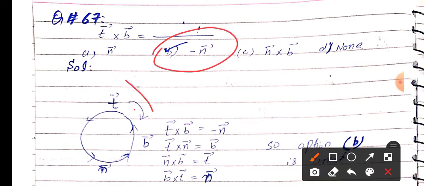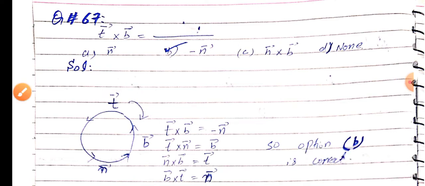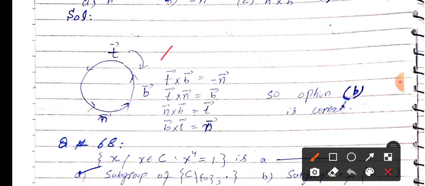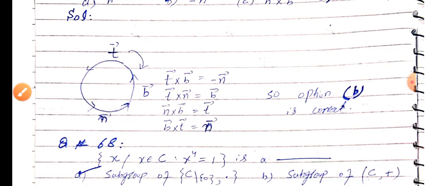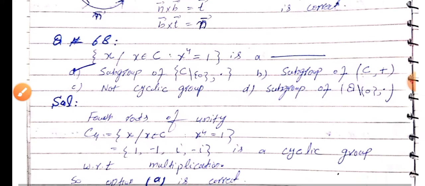See this? If we go clockwise, the negative sign. Understand this portion. T cross B is minus N. T and B, if we come to the left side, the negative sign. T cross N is equal to B. Anti-clockwise then positive. Rotation must be kept in mind.